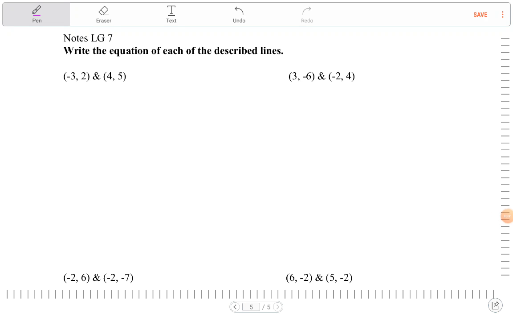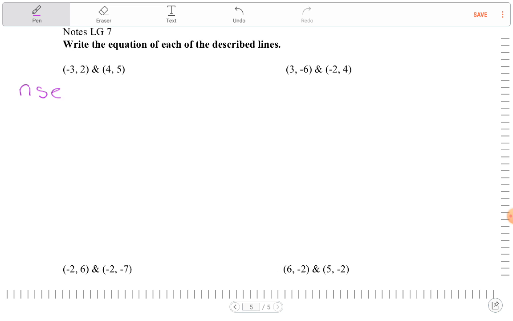Okay, today we're going to talk about writing the equation of a line when I'm given 2 points. So yesterday we learned when I have a slope and a point. Today we only have 2 points. So before we can write the equation of the line, I need to find the slope. And remember, the slope is always given by rise over run.